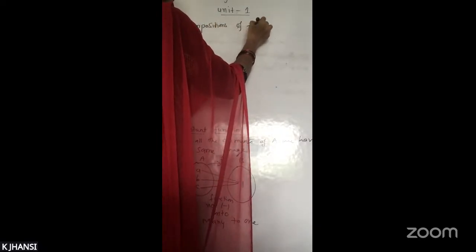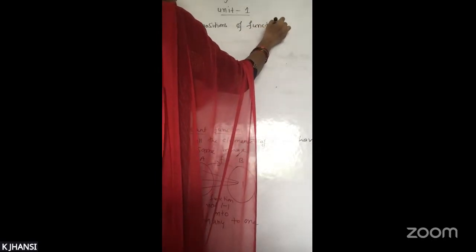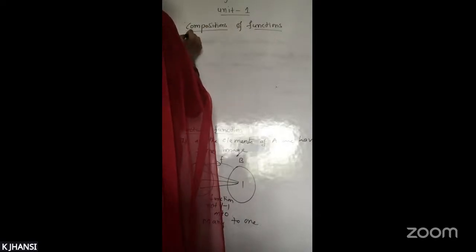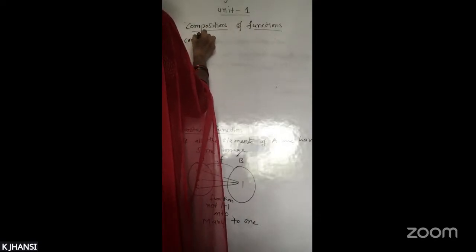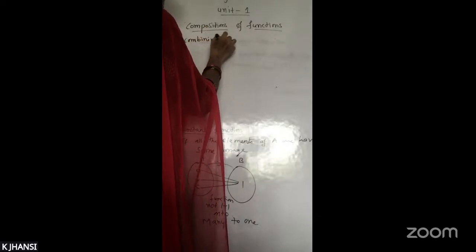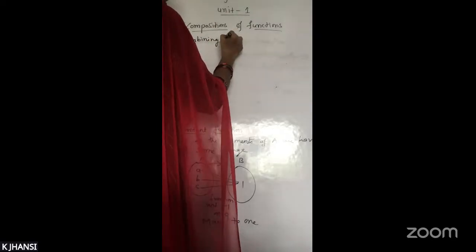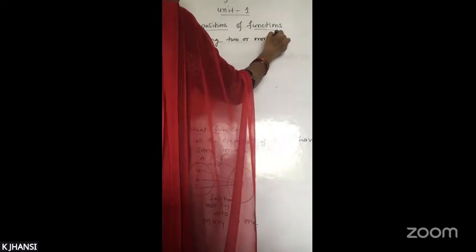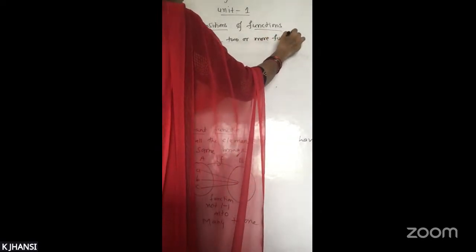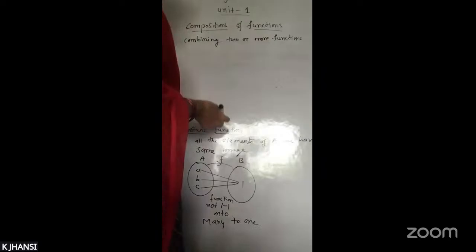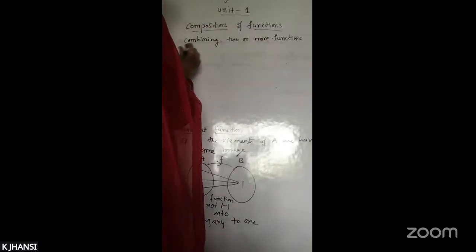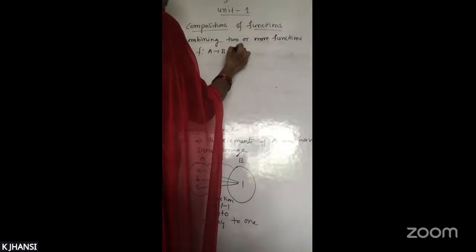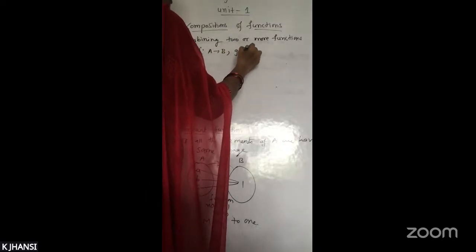Composition of functions. It is called combining two or more functions. So combining two or more functions is called a composition of functions. Consider f from A to B, g from B to C.